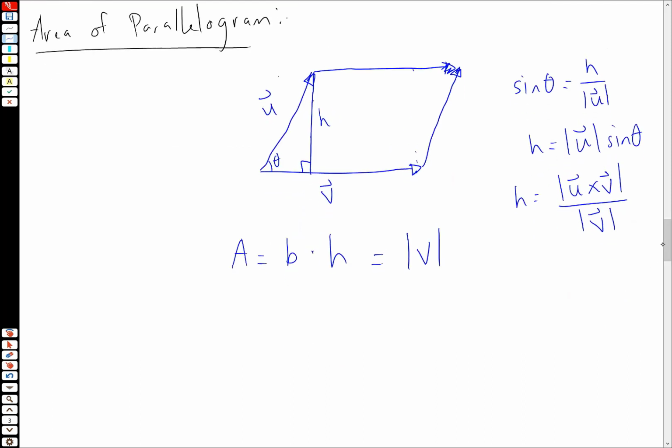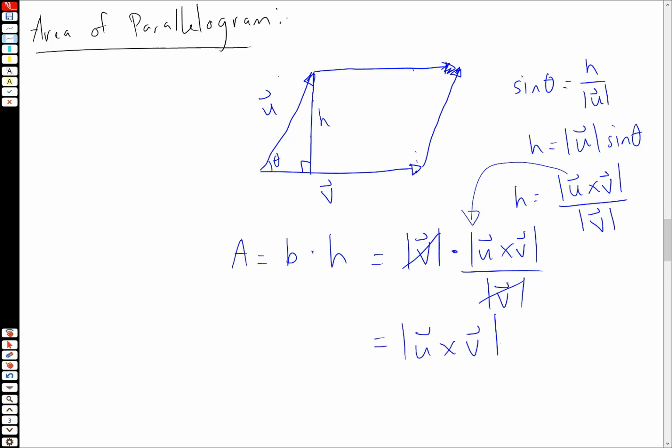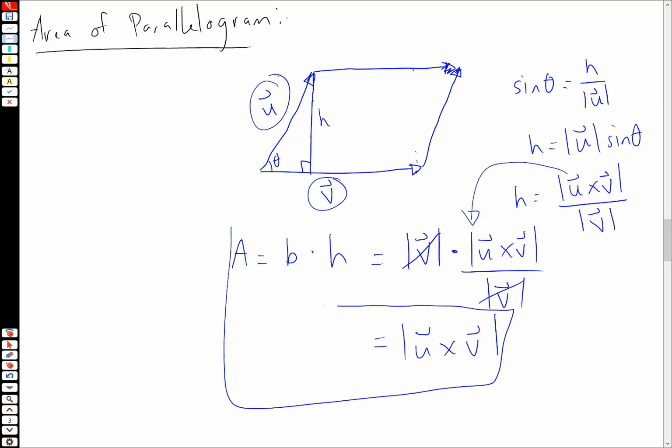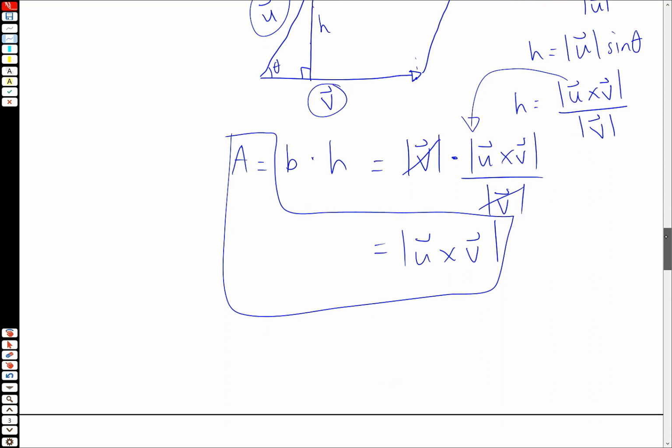So substituting that into our equation here, we get the length of the cross product over the length of v. Notice that these lengths cancel out, and we get the length of u cross v. So what this is telling us is that the area of the parallelogram spanned by u and v is actually just the length of their cross product. A crazy awesome geometrical interpretation of the cross product.